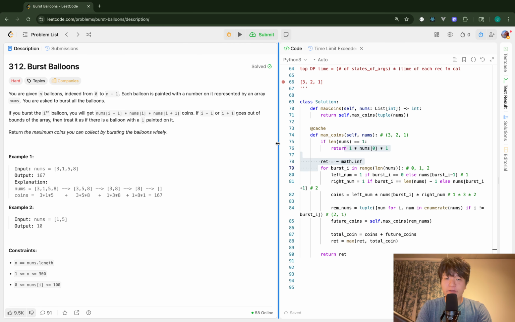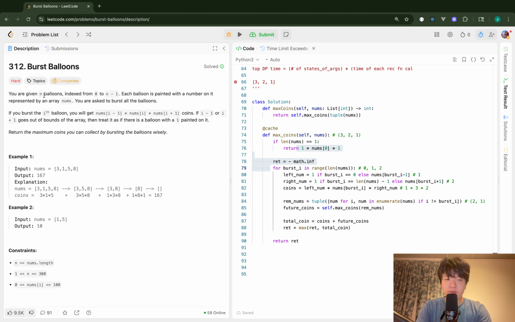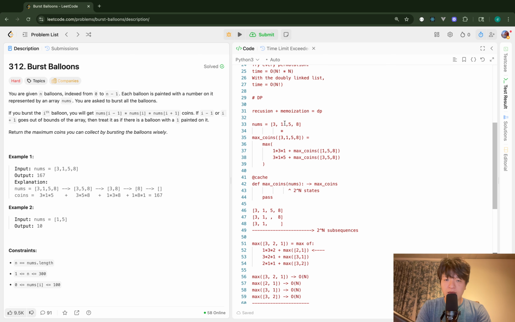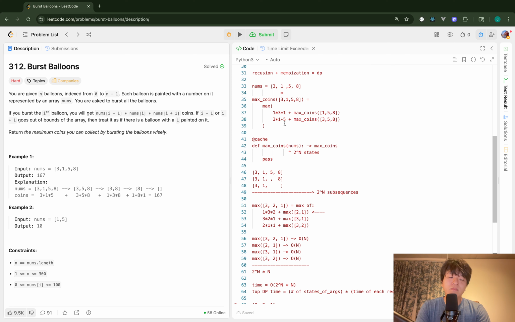So today I will solve this question again: Burst Balloons. Yesterday I solved this question with top-down dynamic programming, and I ended up with time limit exceeded. So today I will try to optimize this. That being said, let me get started.